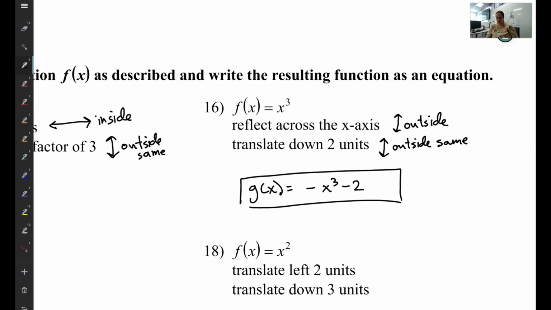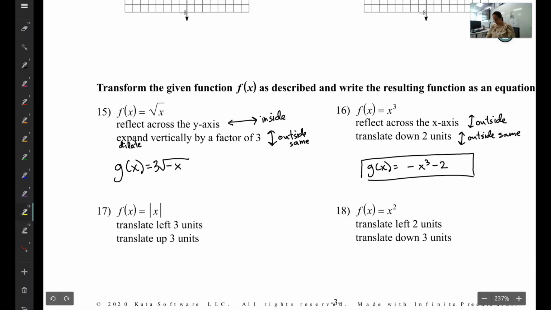Okay, we should have gotten negative x cubed minus 2. That reflection across the x-axis is an up and down, so we want a negative on the outside. Translating down is also up and down, so outside and same, so I want a negative 2 on the outside. That should be that, and then 17 is homework. That's it for 1.2.